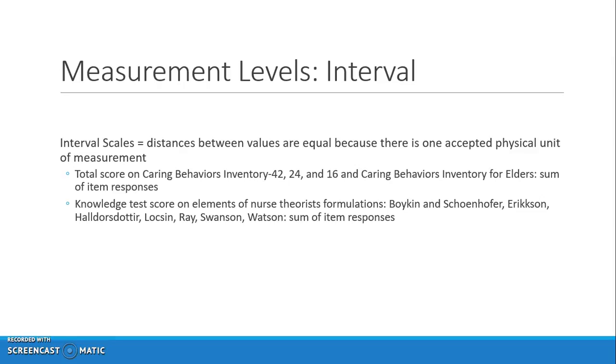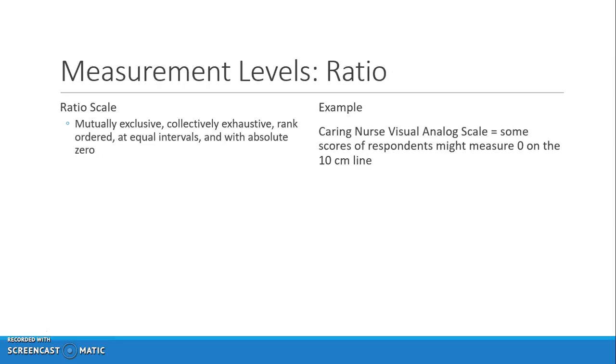Basically for the one for elders as well. There's a sum of item responses. Not everybody uses that. Sometimes they use mean scores for each of the subscales and the overall. Knowledge test score related to nurse theorist, and here's the array of the theorists. Basically, what do you know about them? And here's another example of the sum of item responses.